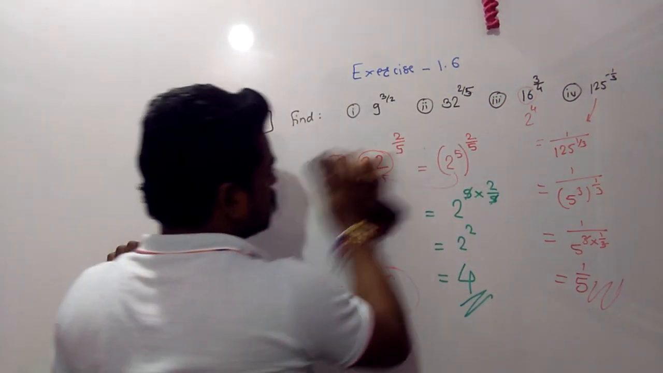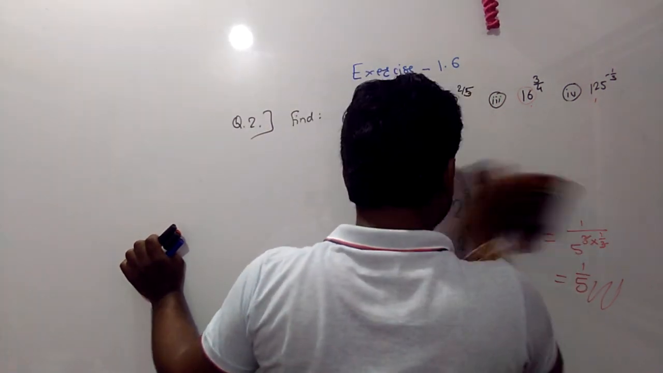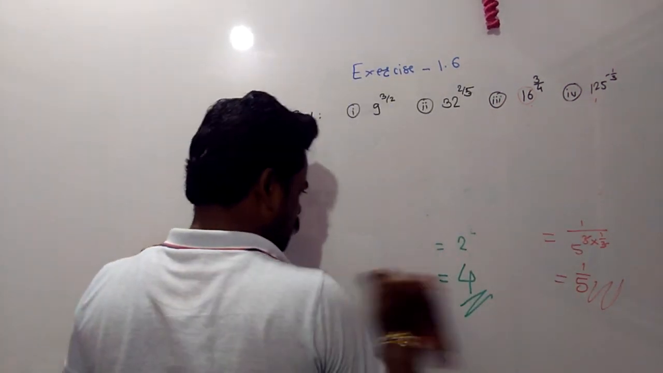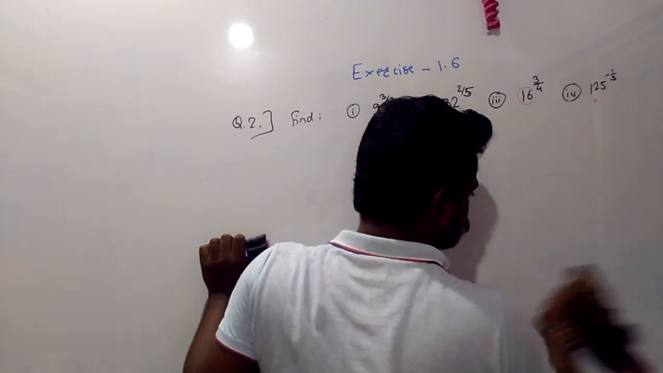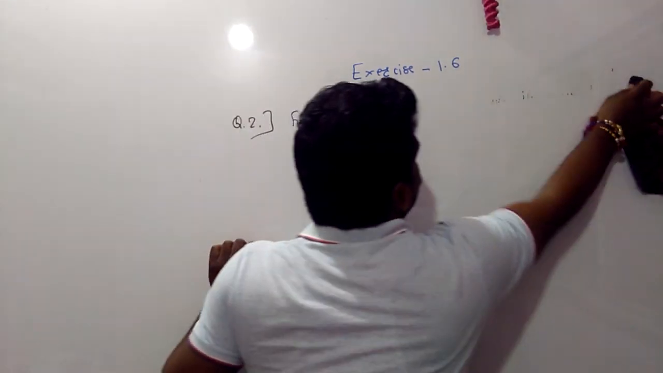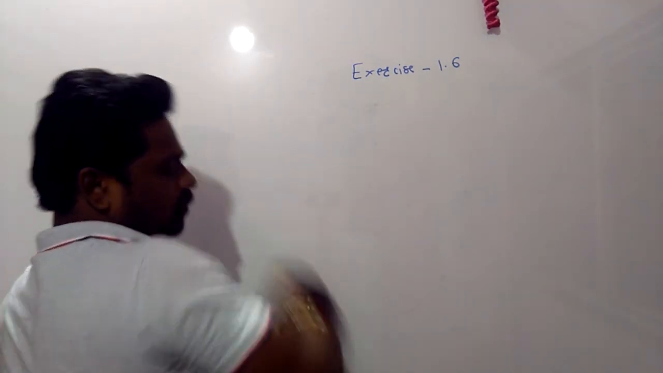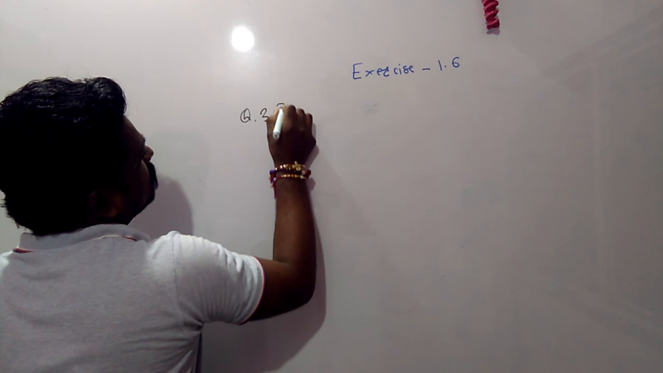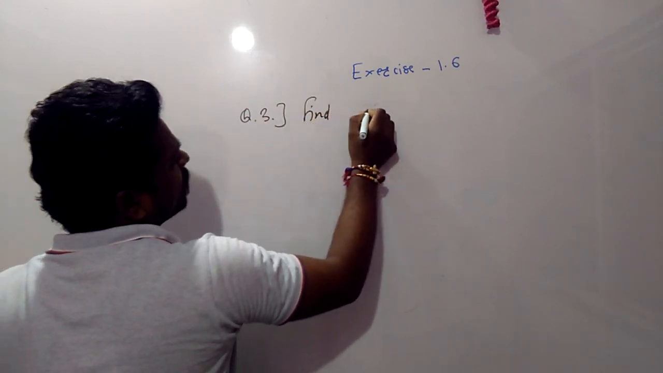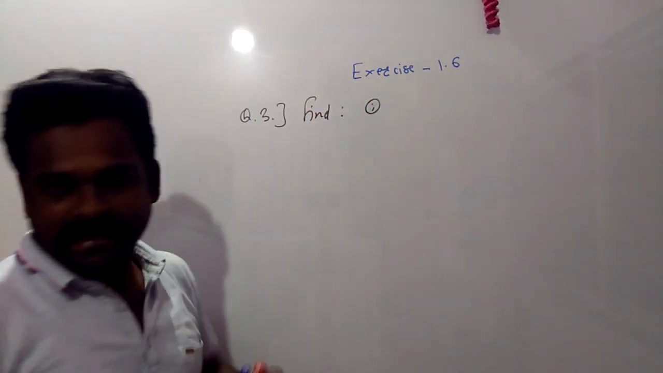Now comes the last question. What is the last question? Very last question of the exercise and of the chapter also. See, the last question is like this. Again the question is the same: find question number 3. Question number 3 is also fine. Now what do we need to find out?